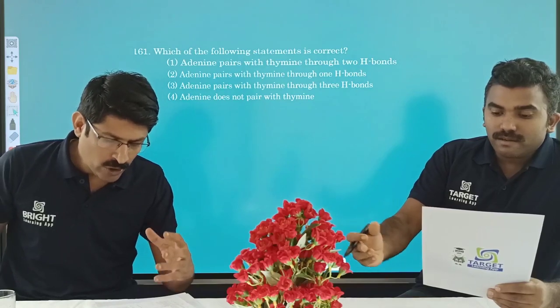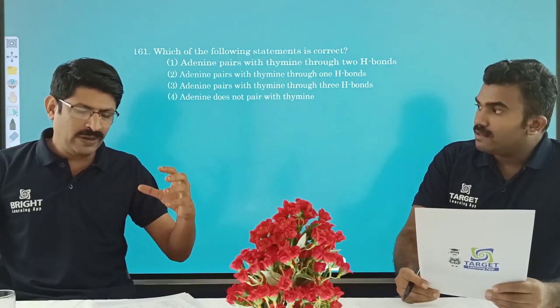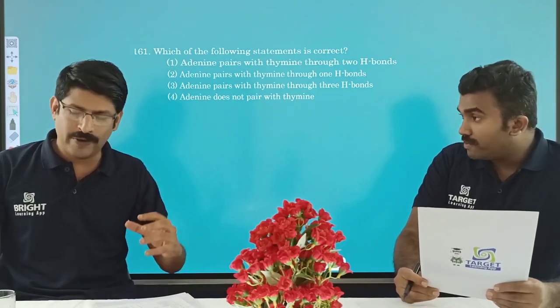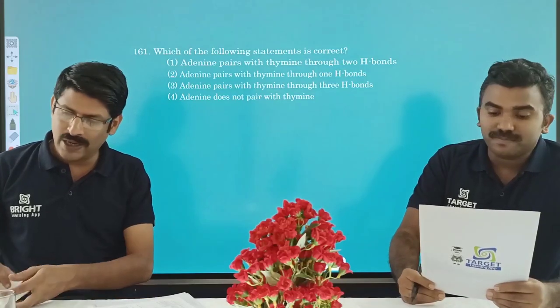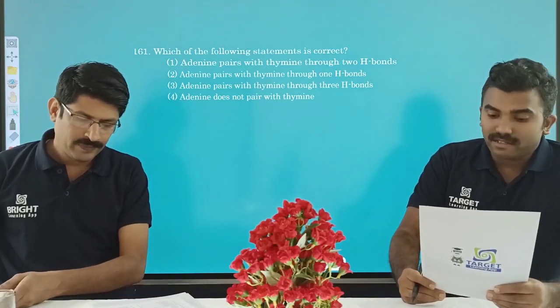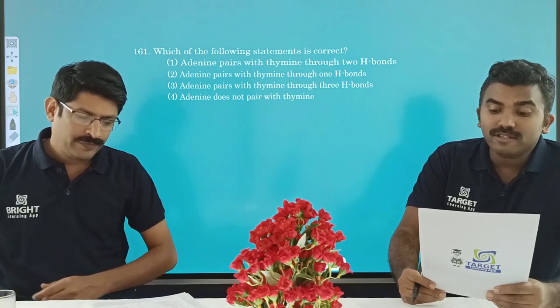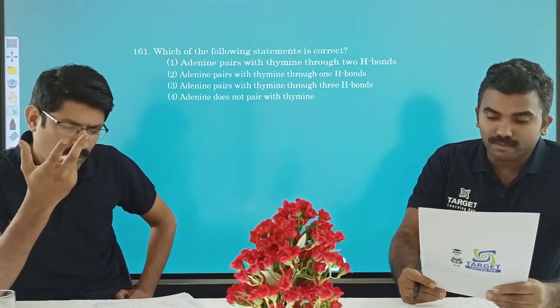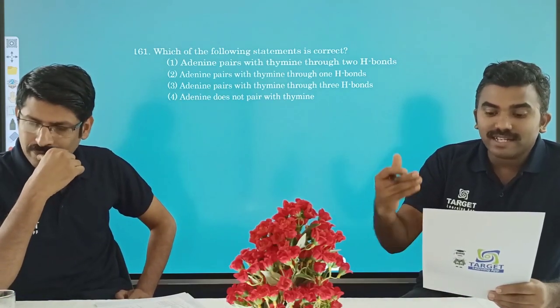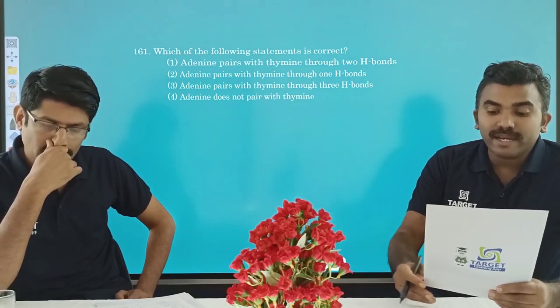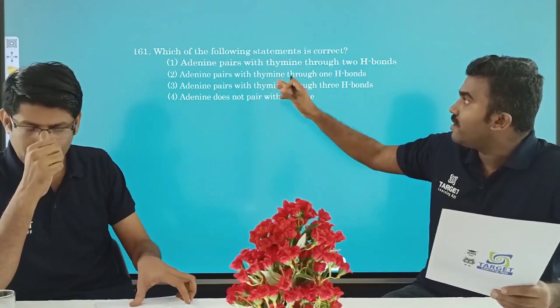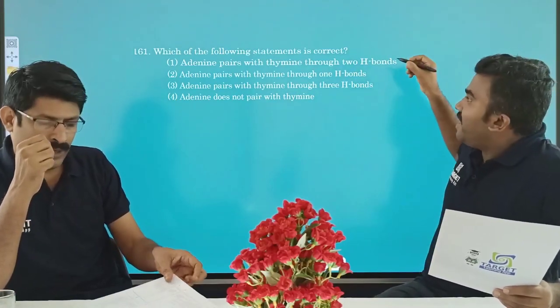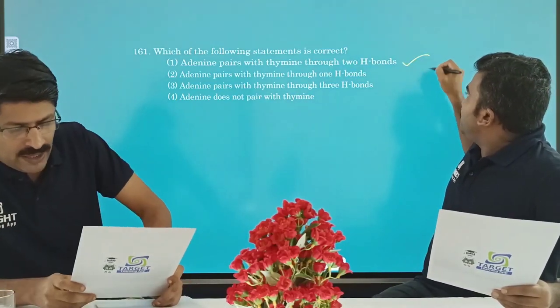It is from the molecular basis of inheritance, explaining the salient features of the DNA double helix. Which of the following statements is correct? Adenine pairs with thymine through two hydrogen bonds. That's the right answer. Adenine pairs with thymine by two hydrogen bonds, guanine with cytosine by three hydrogen bonds. So here the right answer is the first one. That's a simple question, from page number 97 of the NCERT textbook.